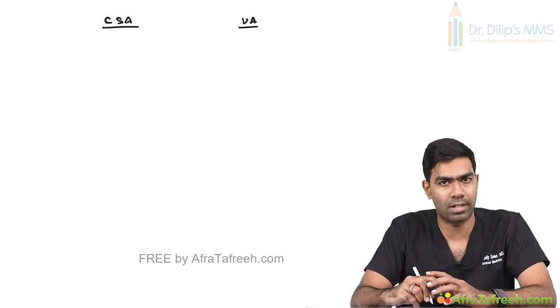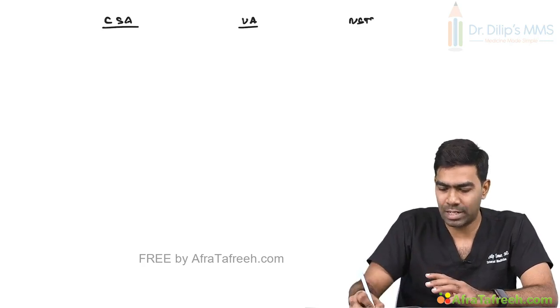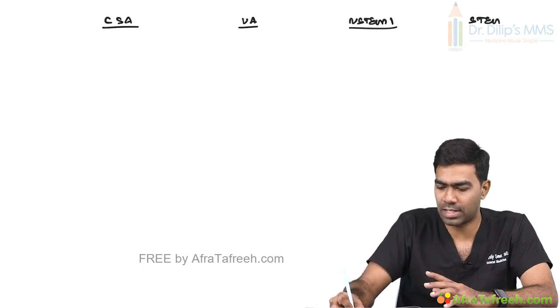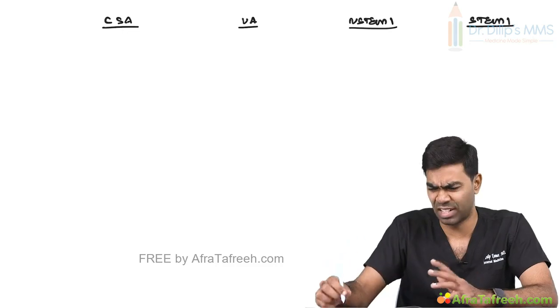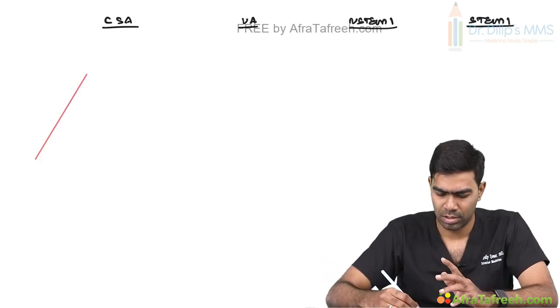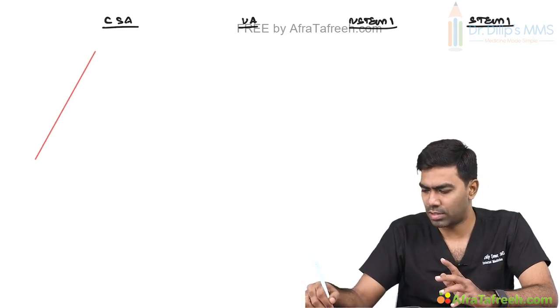Then we have unstable angina. Then we have NSTEMI, that is non-ST elevation myocardial infarction. Then we have STEMI, that is ST elevation myocardial infarction. So what are the basic differences between them? So let me put a common image for all these things.